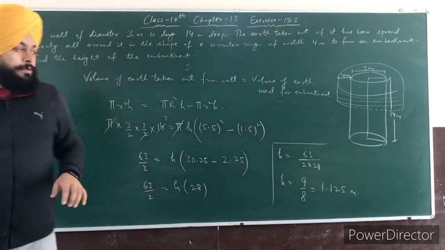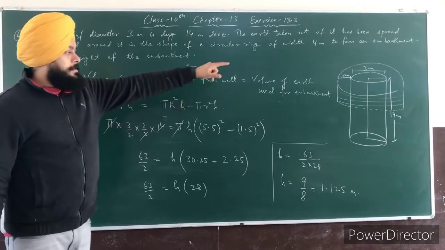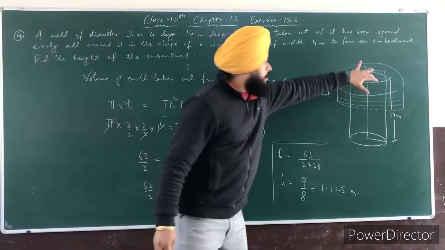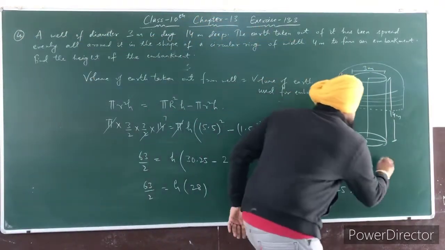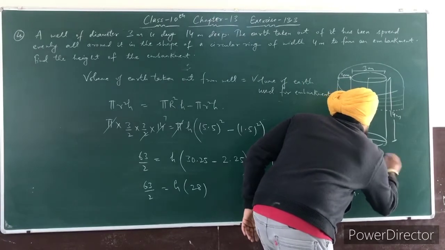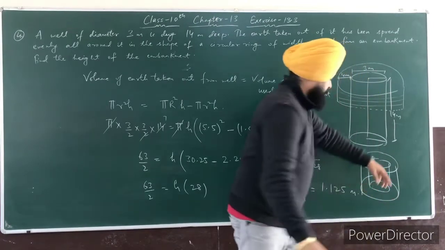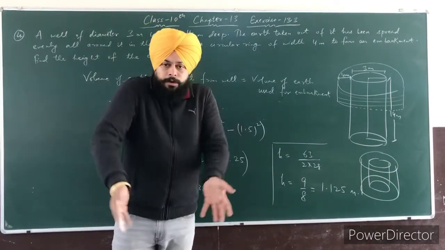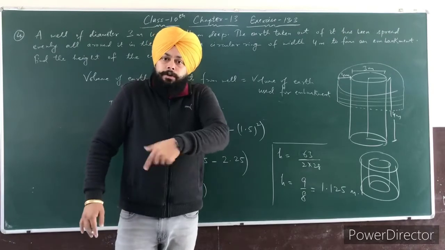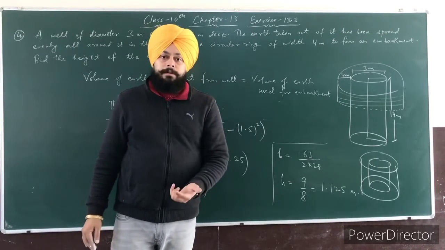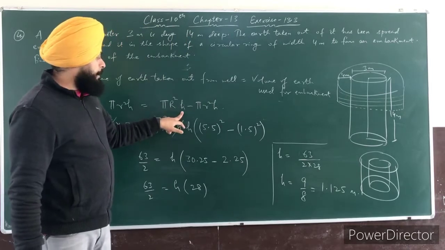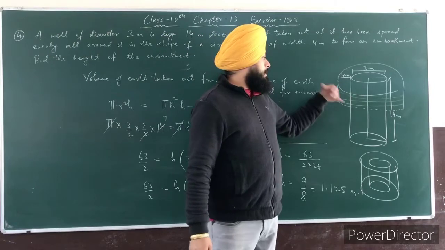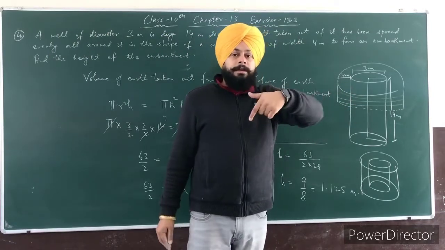Clear students? So the earth taken out from well is in cylindrical form, so the volume is pi r square h, and the embankment is also in the shape of circular ring like this. This is a type of a ring. Clear? So we have to find the outer volume minus inner volume. We will get the volume of embankment. Clear? So outer volume is pi r square h and inner volume is pi r square h. And the height of this embankment, either you can take it from inner side or from outer side.